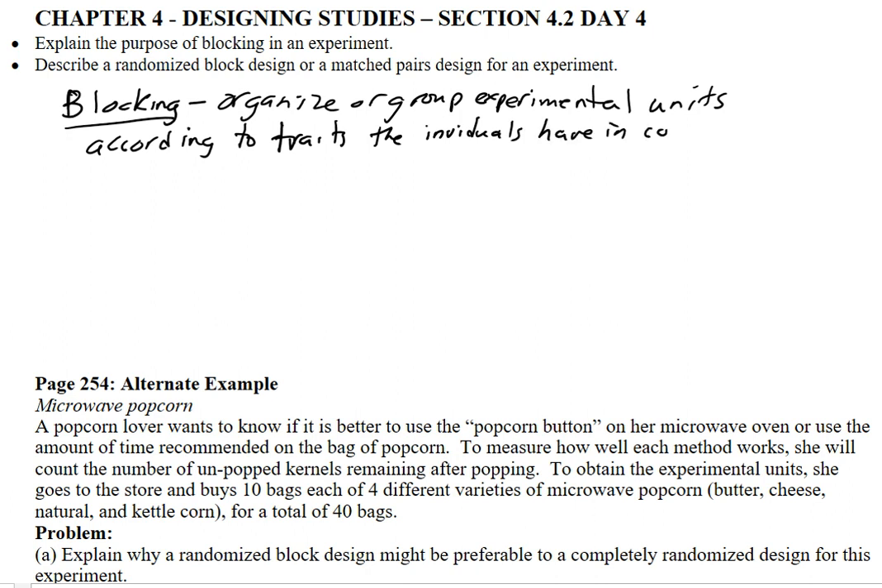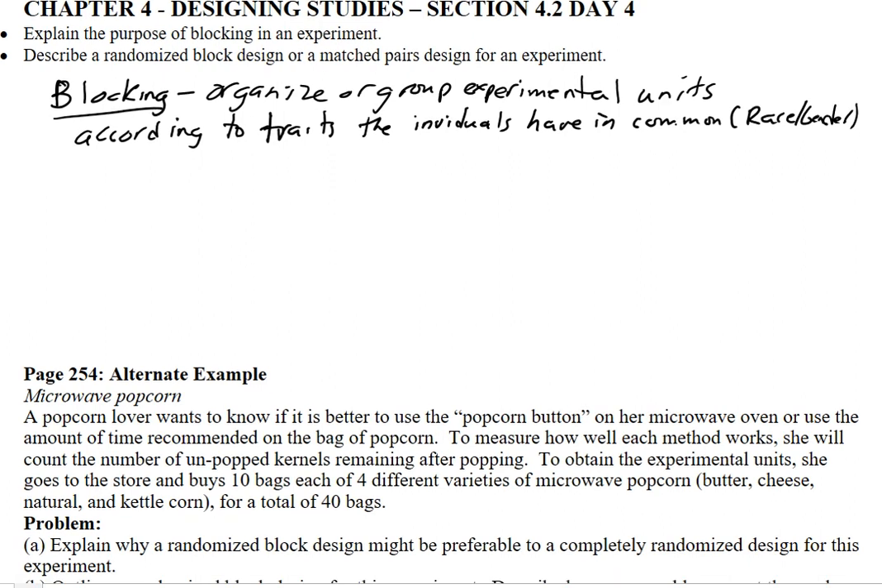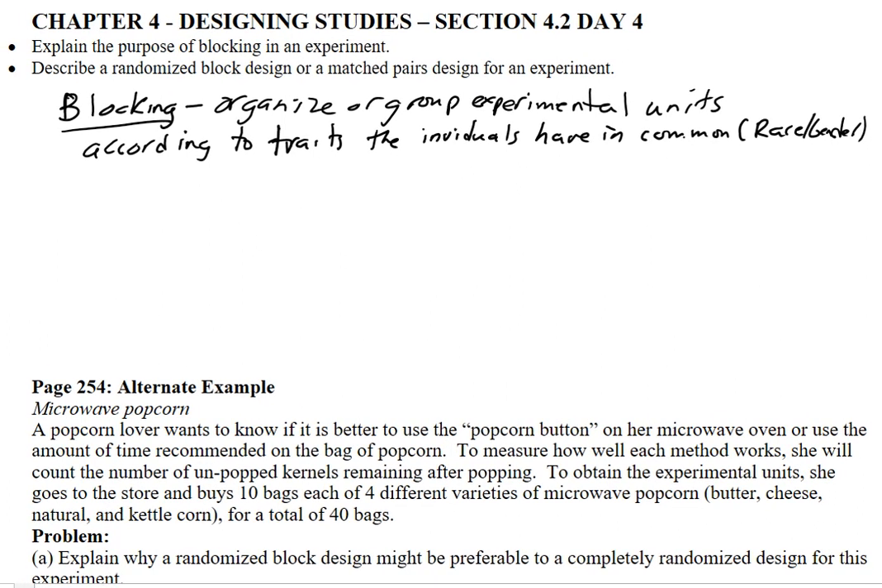Okay, and I always use this very easy one, race or gender. Those are both ways we could block. We could block by race, because sometimes there are times where people of different races react to medicines differently. So that's a common one. We block by something they have in common. Okay, you're going to see one in a minute when it comes to popcorn. I'm going to show you how we're blocking.